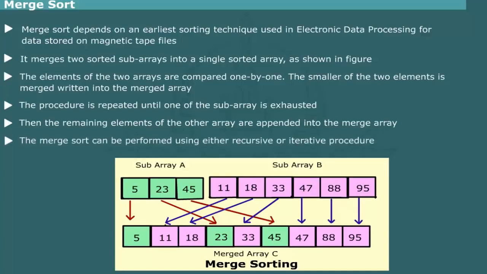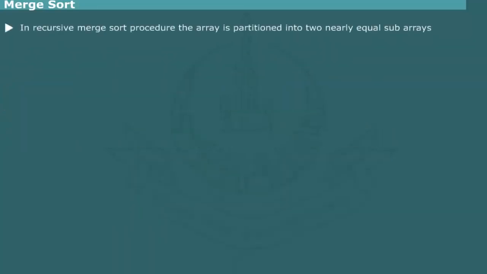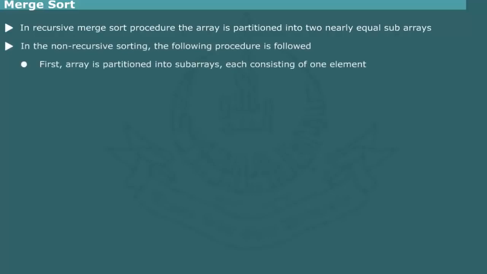The merge sort procedure can be recursive or iterative. In the recursive method, the array is partitioned into two nearly equal subarrays which are recursively sorted. In the non-recursive procedure, the array is partitioned into a number of subarrays, each consisting of just one element.